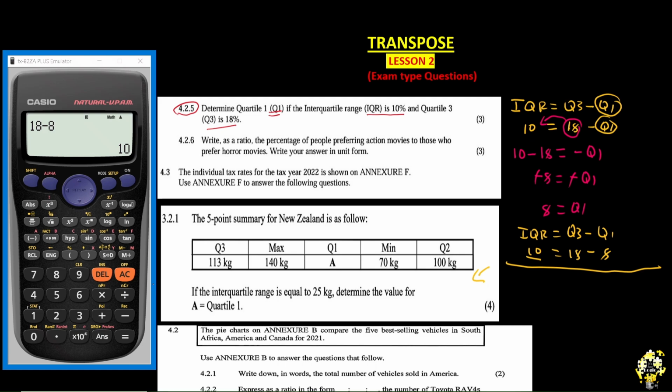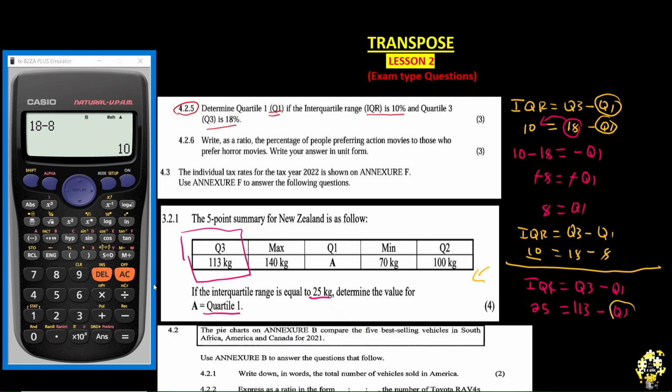Now let's go to the second one. The second one says that if the interquartile range is equal to 25 kg, determine the value for quartile 1. So they still want us to calculate Q1. Okay, so interquartile range is equal to Q3 subtracting Q1. Do we have the interquartile range? Yes, they said it is 25 kg. Do we have Q3? Let's go to this table. Yes, we do have a Q3 in this table, which is 113 kg. Do we have Q1? Nope, that's what we are looking for. Now, again, let's come here. What's the problem here?